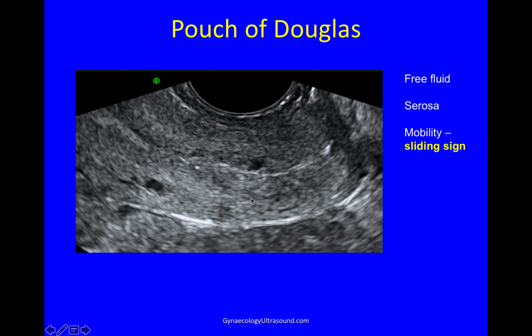And then look at the pouch of Douglas. You haven't finished just because you found the ovaries. Again, we're in the anterior fornix. This is the anterior cervical lip, posterior cervical lip. This is the back of the cervix. And you need to look for free fluid in the pouch of Douglas, and also look at the sliding sign.